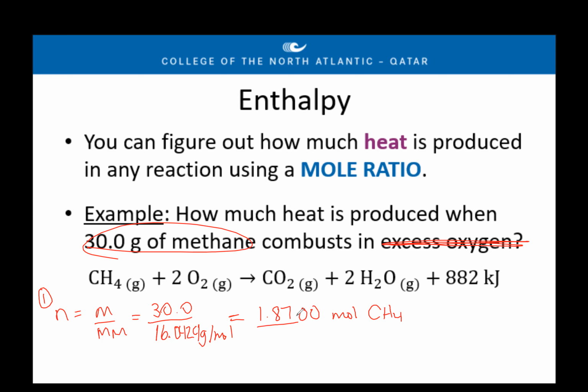I wouldn't worry too much on a test about significant figures. You would have to be careful in the lab, though. So watch out for significant figures in your labs. On a test, I don't care. Okay, so guys, I now know the moles of methane.